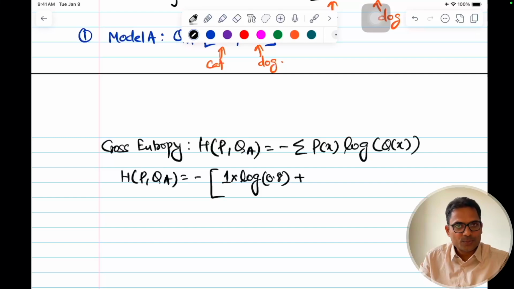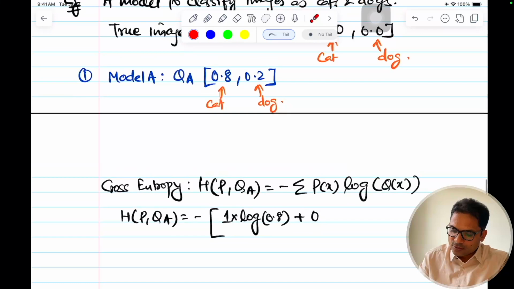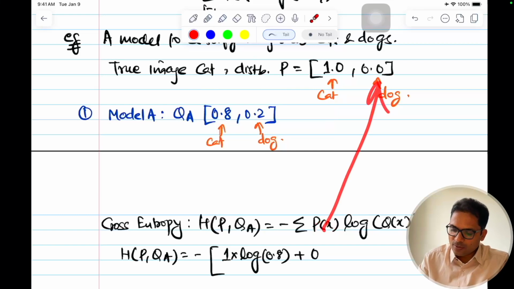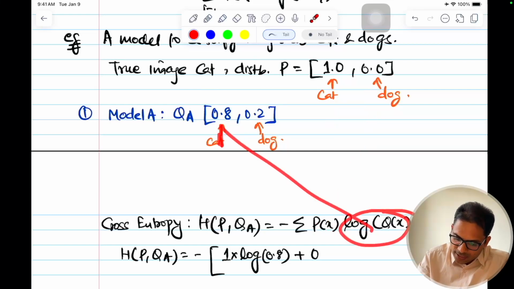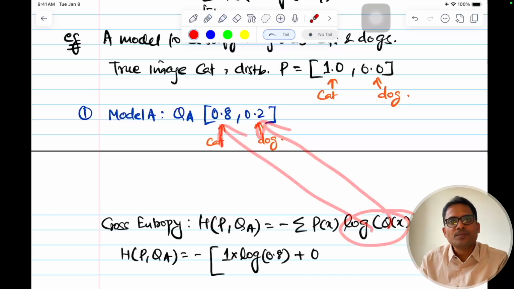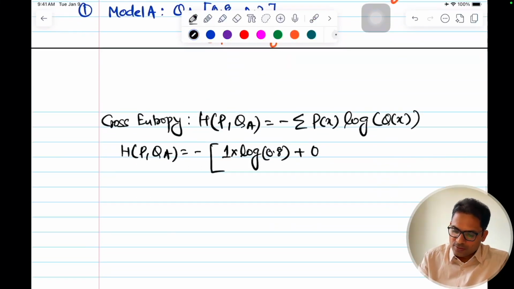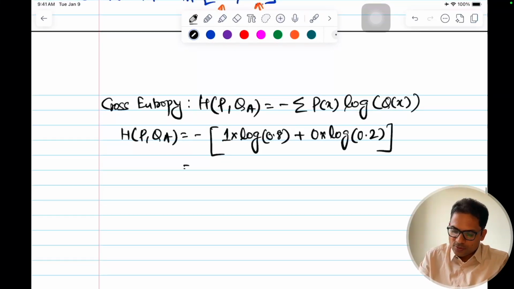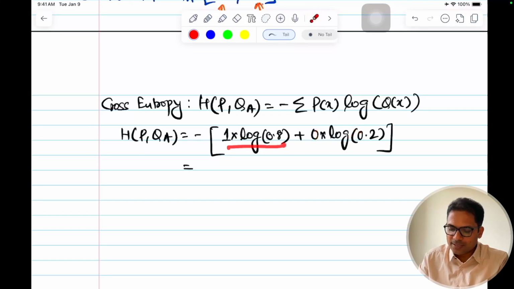Plus the other option, what are the options? That it might be a dog, that is with 0 probability, the actual probability. So P of X is the actual probability, 1 for cat and 0 for dog, and this is the predicted, 0.8 for cat and 0.2 for dog. So this is 0 into log of 0.2. This is the negative outside, common to all. This is 0, so this will make the whole term 0. The only thing that remains is 1 into log of 0.8, with the negative sign.